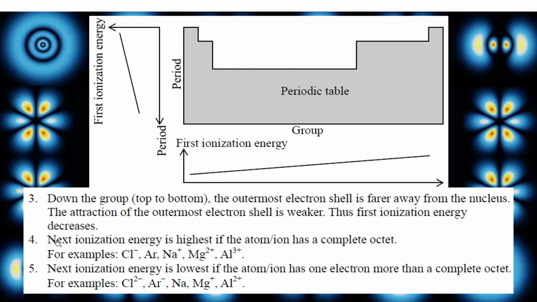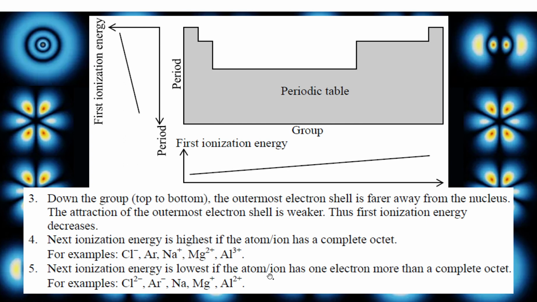Also remember, the next ionization energy is highest if the atom or ion has a complete octet. Be careful: look at the electron configuration of the ion and atom. For example, chloride ion, Cl minus, has a complete octet in the p orbital also, so its next ionization energy will be larger.